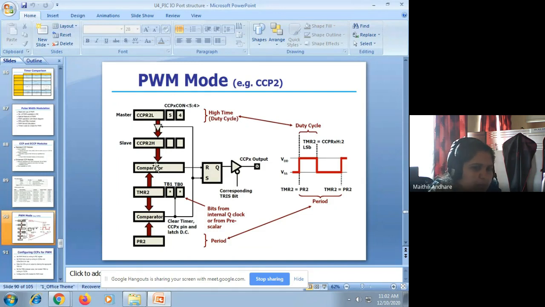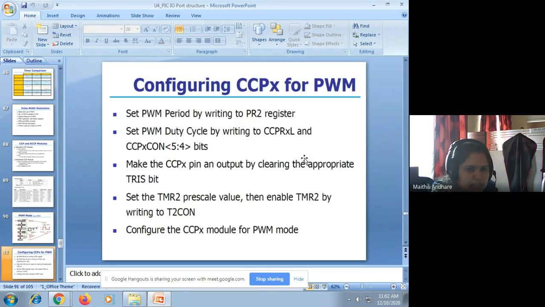So this is the flow diagram to generate the pulse width. The width of this particular pulse is equal to the PR2, that is the period register. Whatever value we load in the PR2 register, that is the same for the high pulse and low pulse. In this way the duty cycle can be changed, and by changing the duty cycle you can change the intensity, you can change the speed, whatever you want. For that purpose bit number 5 and bit number 4 are responsible. So we'll see the CCPCON register.